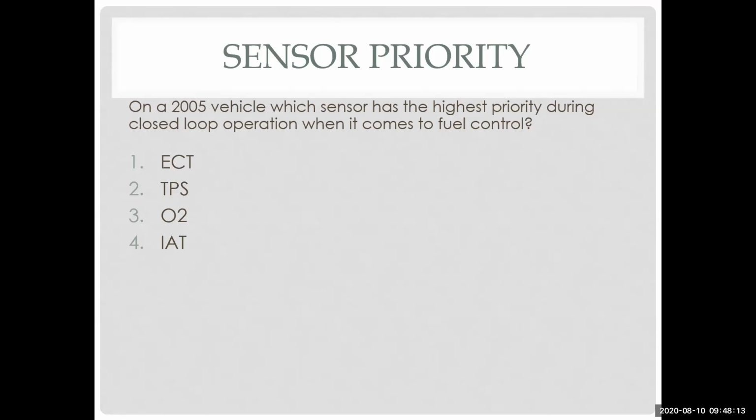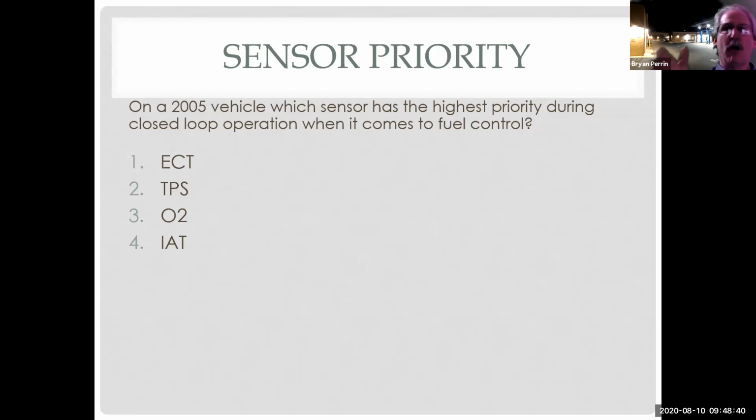On the 2005 vehicle, what's the highest priority sensor for closed loop operation when it comes to fuel control? 3. The O2 sensor. It's all about the O2. That's why if I have a car that's running rich or running lean, or I'm wondering if the car is running rich or lean, the first place I go is to look at the O2 sensor, because that's the computer's eyes. That's what it's seeing.